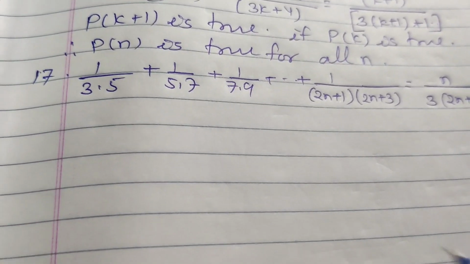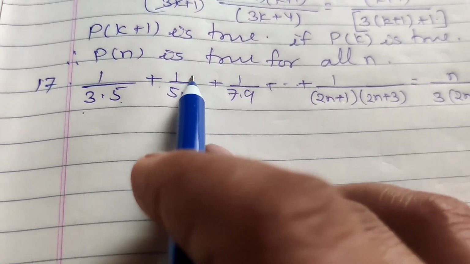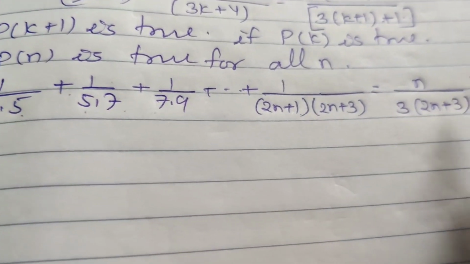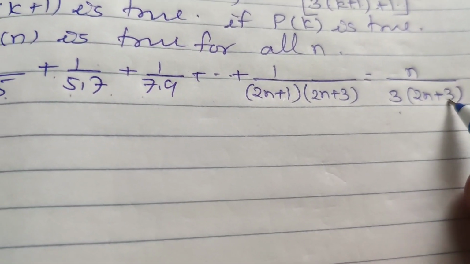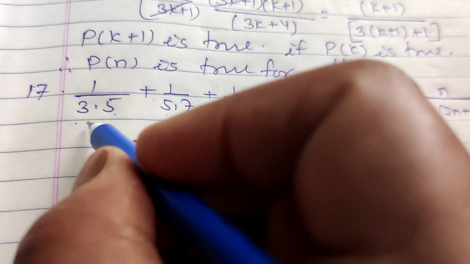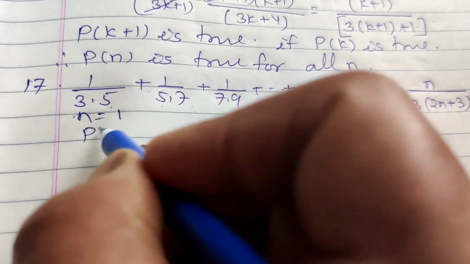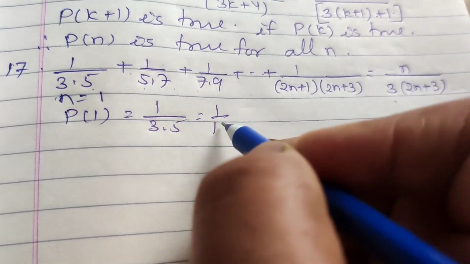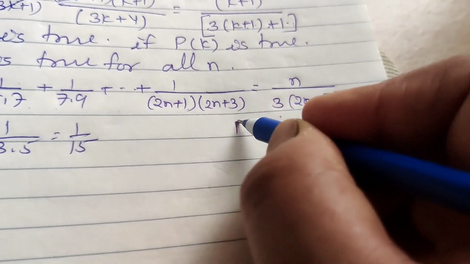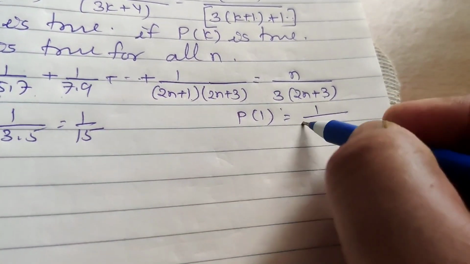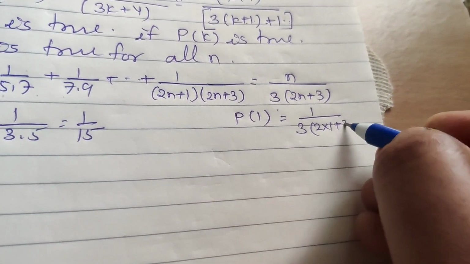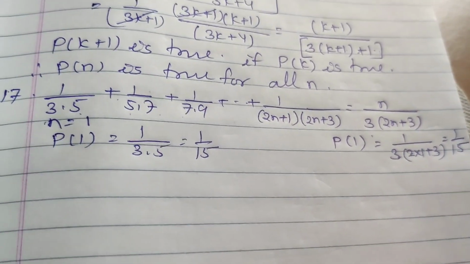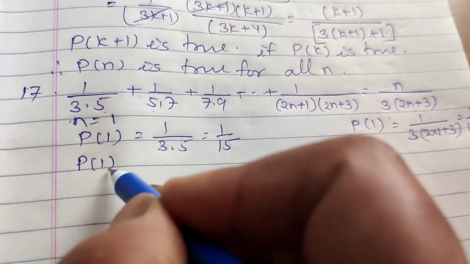Question number 17 is 1 upon 3 into 5 plus 1 upon 5 into 7 up to 1 upon (2n plus 1)(2n plus 3) equals n upon 3(2n plus 3). Now the same process for n equal to 1. P1 equals 1 by 3 into 5, which is 1 by 15. And here 1 upon 3 into (2 into 1 plus 3) is 5 into 3, 1 by 15. It is true, P1 is true.